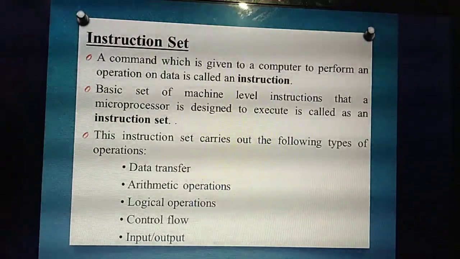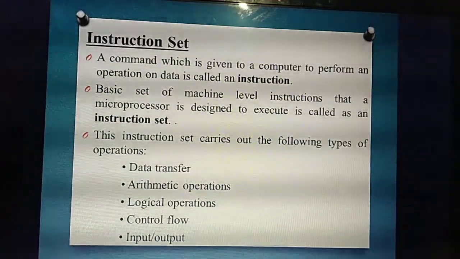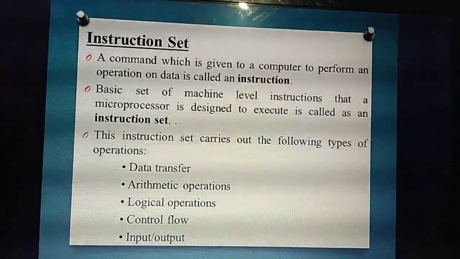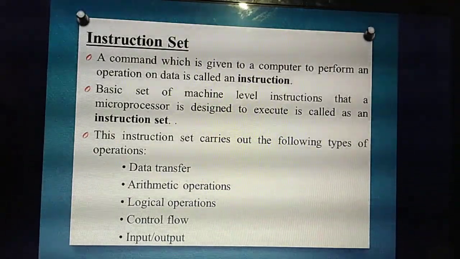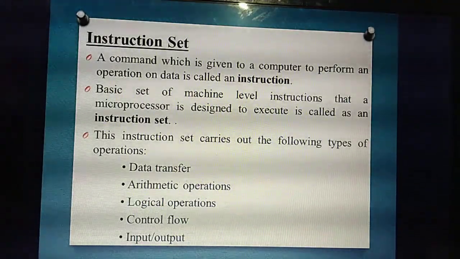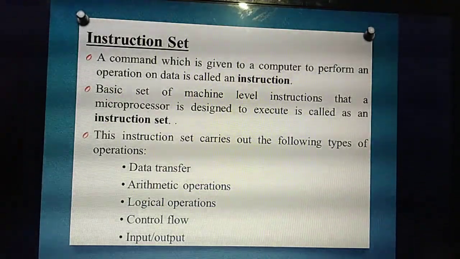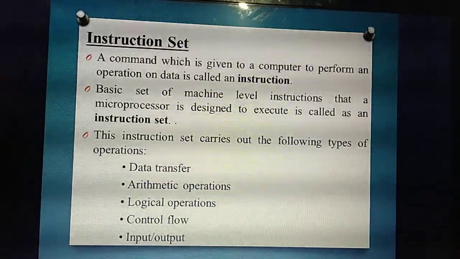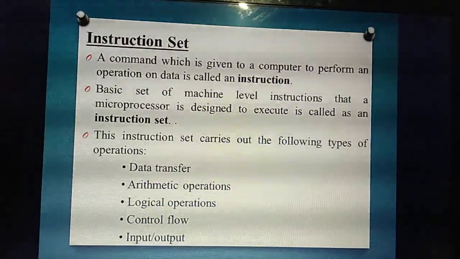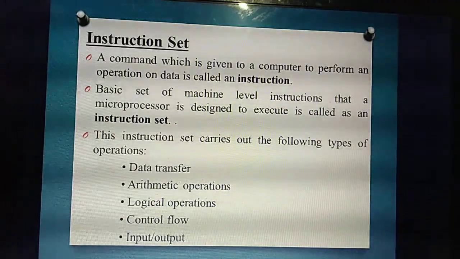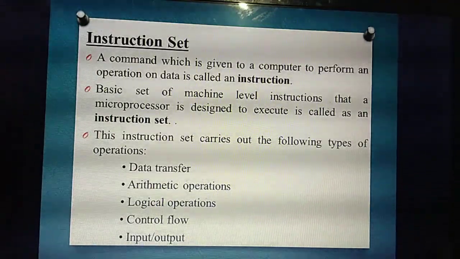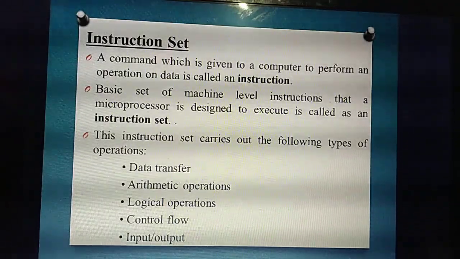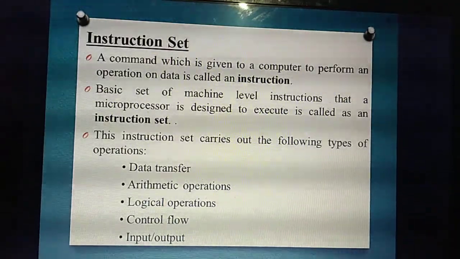Next we are going to see the second characteristic, called instruction set. What do you mean by instructions? In every place, if you are going to tourist places or any important places, hospitals or anything, they will give some instructions. What do you mean by instructions? Commands, isn't it? Otherwise we can call them rules.